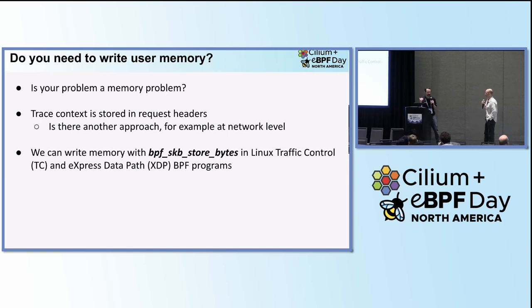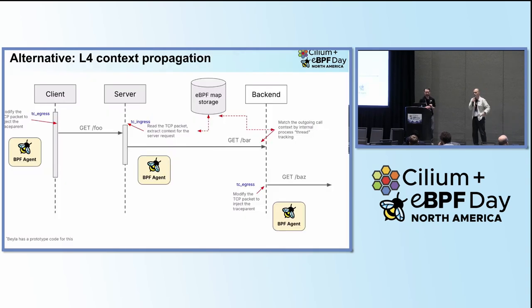Trace context is fundamentally a network issue. They're propagated by headers on the request. eBPF really supports networking stuff, so maybe there's something there that we can use. And so we started to look at some use cases with that. We mentioned in previous slides the BPF probe SKB write buffer, which is a normal way that at the networking layer, either XDP or traffic control, you can write memory for packets, so TCP packets, UDP packets, and so on. So we said, well, maybe we can actually do level 4 context propagation, and we've prototyped this.